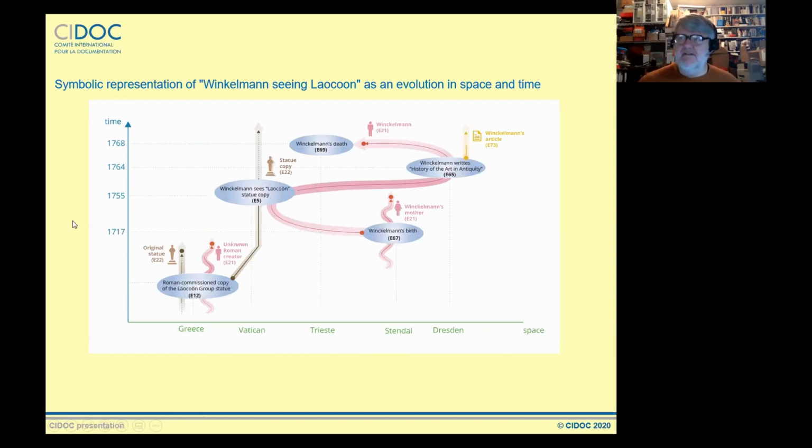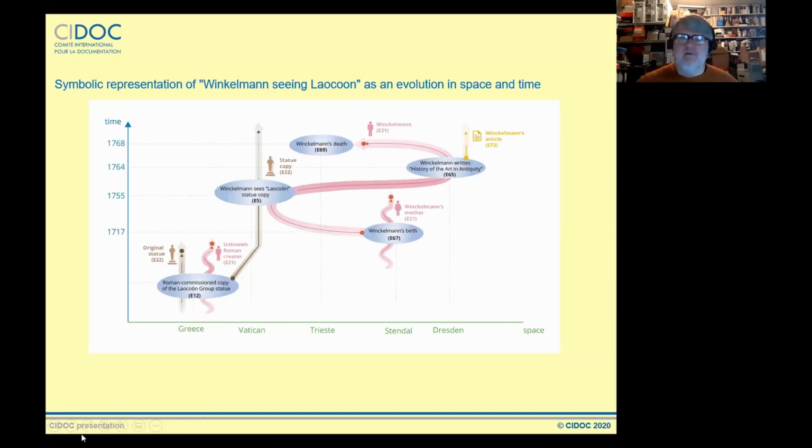So his birth was in 1717 and he died in 1768. And the original was made in Greece. The copy was made somewhere, we don't know where, but it was held in the Vatican. So it was kept in the Vatican, and that's where Winckelmann saw it. And he wrote his work in Dresden, and he died in Trieste, and he was born in Stendal. So these are the spaces along the bottom and the timeline at the side.